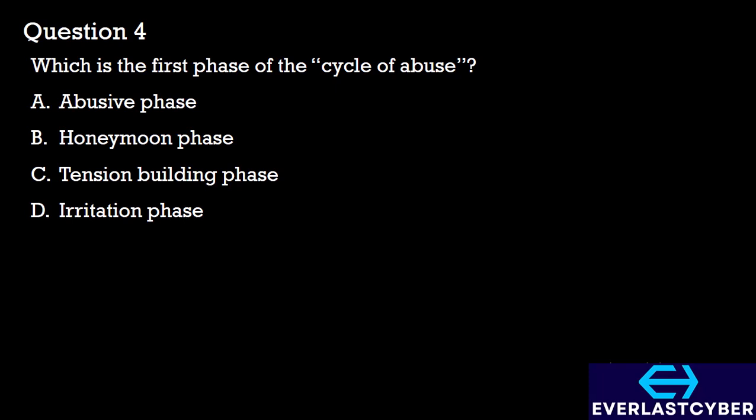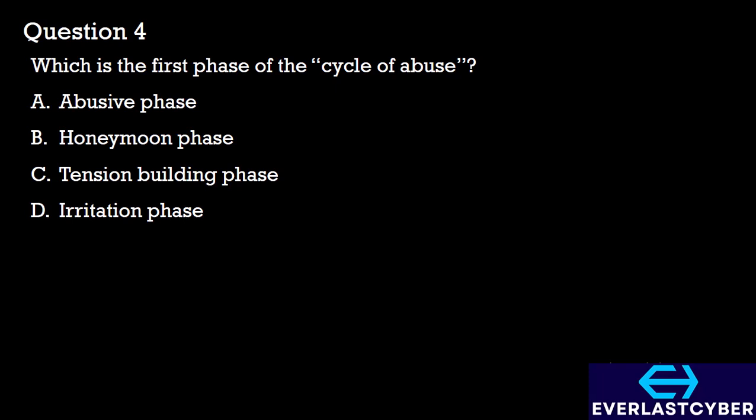The cycle of abuse typically begins with the tension-building phase, where stress, anxiety, and conflict begin to build up between the abuser and the victim. During this phase, the abuser may become increasingly irritable, demanding, or controlling, and the victim may try to appease the abuser to avoid escalation.